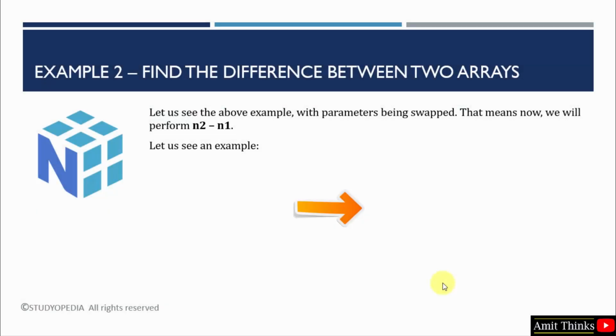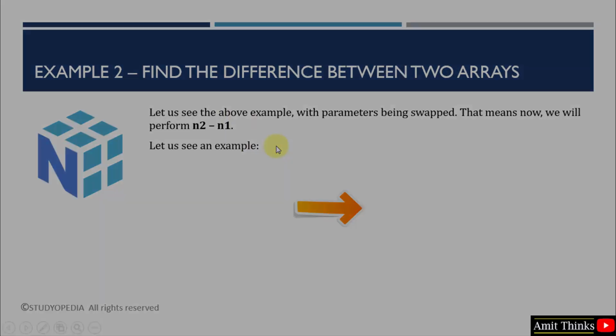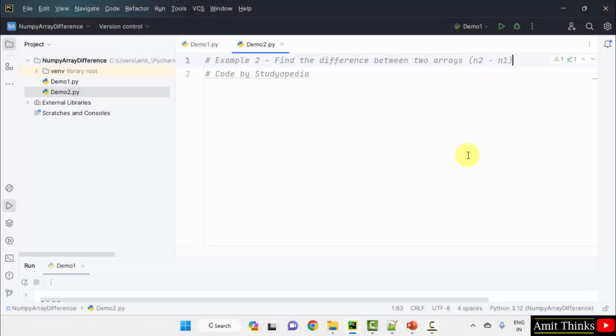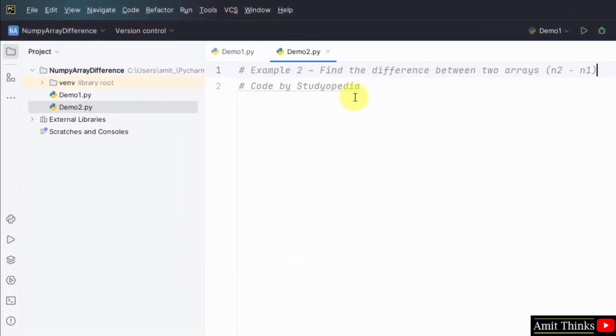Now let us see the second example. What we'll do, we will just swap the parameters and perform n2 minus n1. That is the second array minus the first array. Here it is, n2 minus n1. Let's see. So here we have our example where we will perform n2 minus n1.